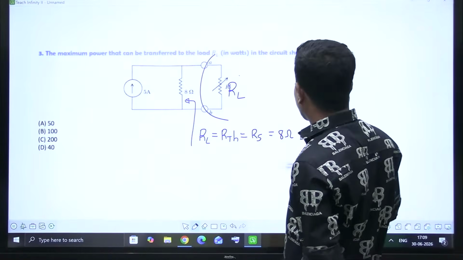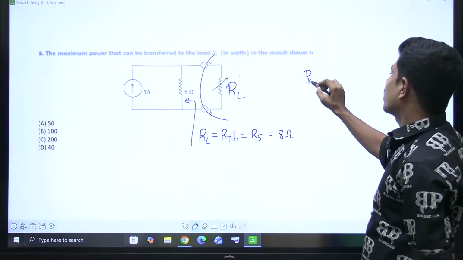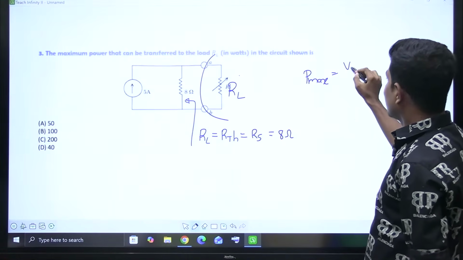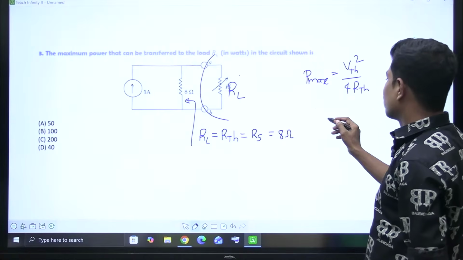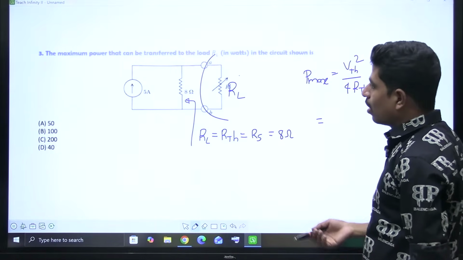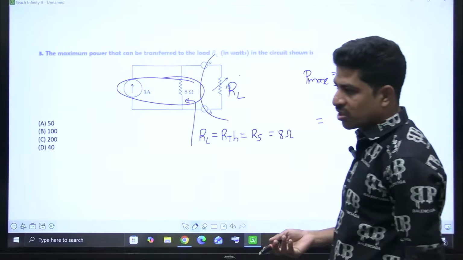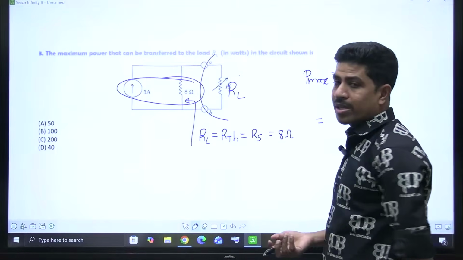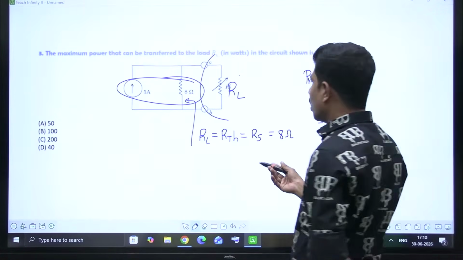Now he is asking the maximum power that can be transferred. So P max is equal to V Thevenin whole square by 4 times RTH, which is equal to RL. Sir, here V Thevenin is not there. How can I solve? Now convert this current source in parallel with resistance into a voltage source in series with resistance. Apply the source transformation theorem. Yes, source transformation is a theorem. Convert it. What do you get?